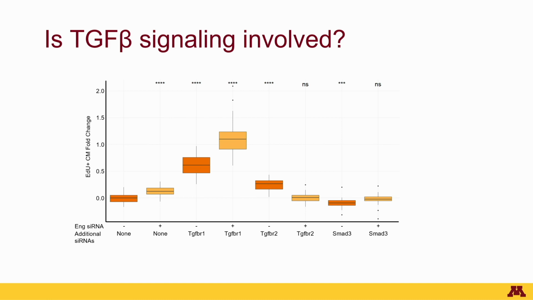So of course we looked at whether TGF-beta signaling is affected by using cultured cardiac myocytes inhibiting endoglin, as shown in the second bar, where we see an increase in EdU positivity of cardiac myocytes. And then when we, on top of that, inhibited additional regulators of the TGF-beta signaling pathway, like TGF-beta receptor 1 or TGF-beta receptor 2, we saw indeed that endoglin likely signals through the TGF-beta receptors, but when we inhibited SMAD3, we did not see any effect.